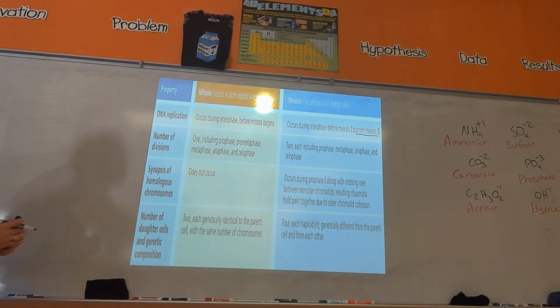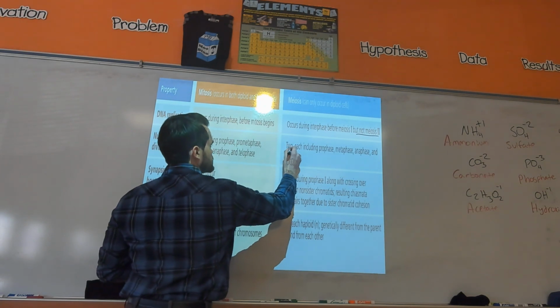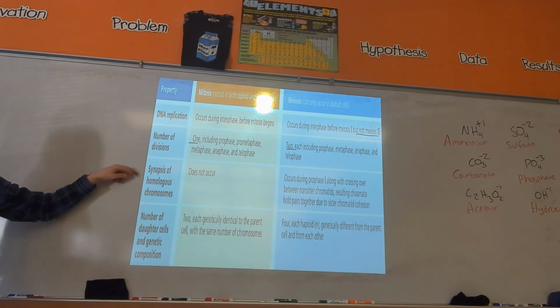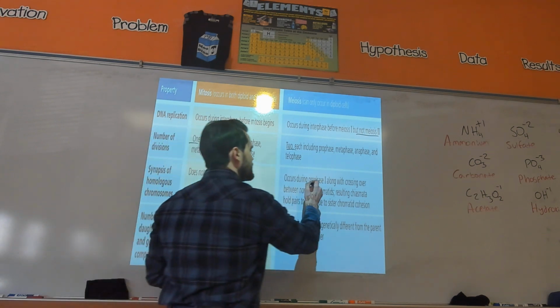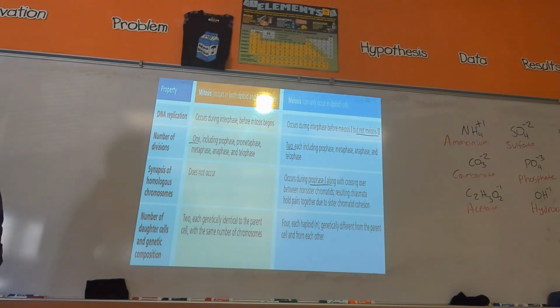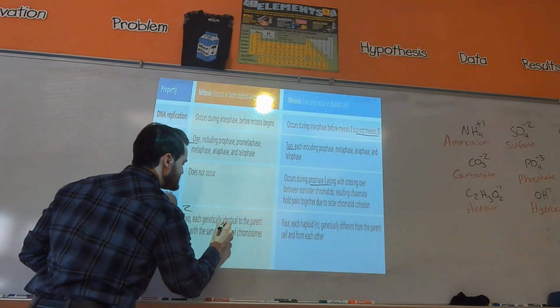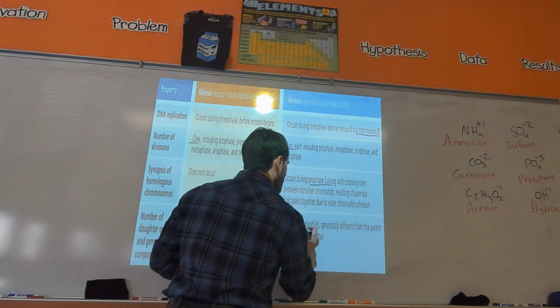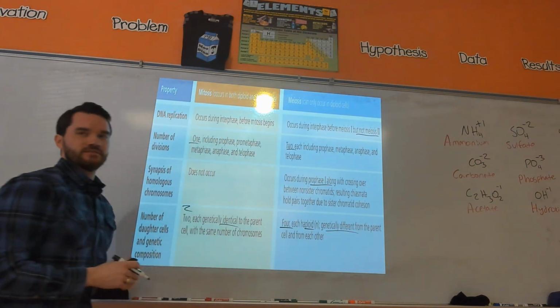Number of divisions, you just do 1 in mitosis, but in meiosis you're doing 2. Remember, in meiosis they don't include the second P, they don't include prometaphase, whereas mitosis we do. Synapsis of homologous chromosomes, you don't have that in mitosis, but in prophase 1 of meiosis, that's where we have the crossing over, so you get some genetic variation. Number of daughter cells and their composition, you get 2 identical daughter cells, whereas in meiosis you get 4 haploid cells that are different from each other.